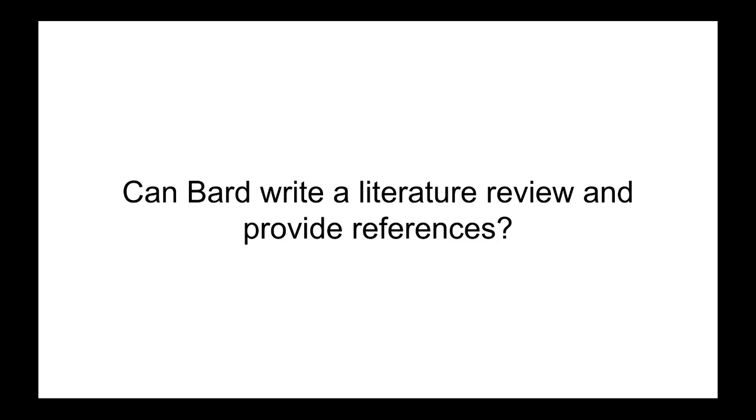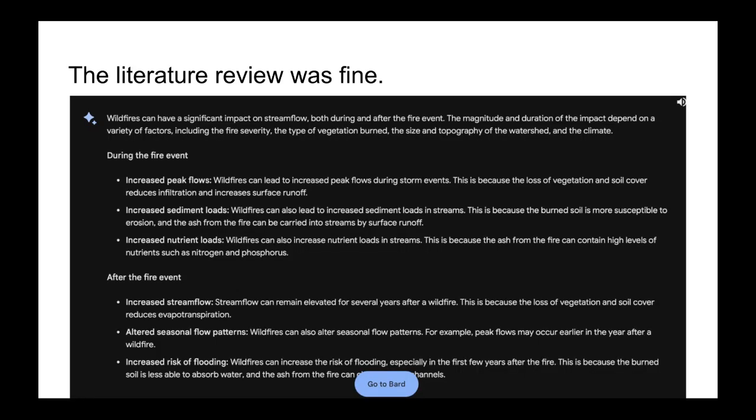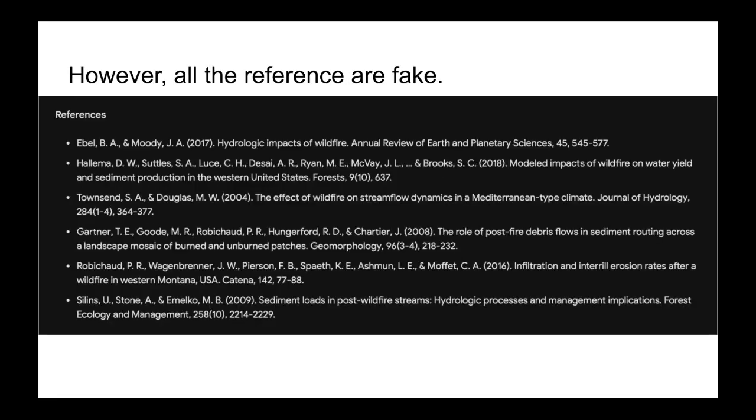In the second example, I'm showing using the bot to provide a literature review and provide references. I tested several examples. The literature reviews were fine. They are not perfect, but they are good enough. However, I noticed that all the references are fake papers. These papers are not real papers. So there's a big limitation when you try to use ChatGPT or Bard to generate references or citations.